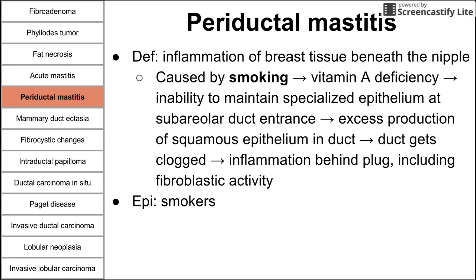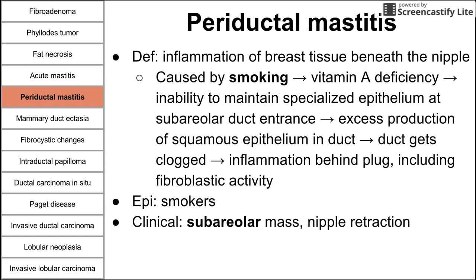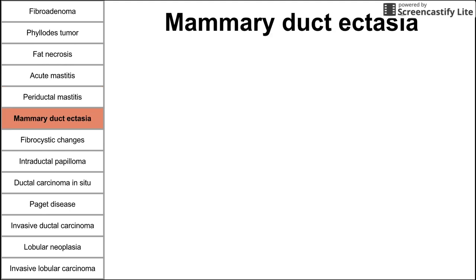So as we said, this whole pathophysiologic process starts with smokers, so the epidemiology is smokers. Clinically, we see a subareolar mass and nipple retraction. I like to think of the nipple retraction as happening from the scarring that happens beneath the nipple.